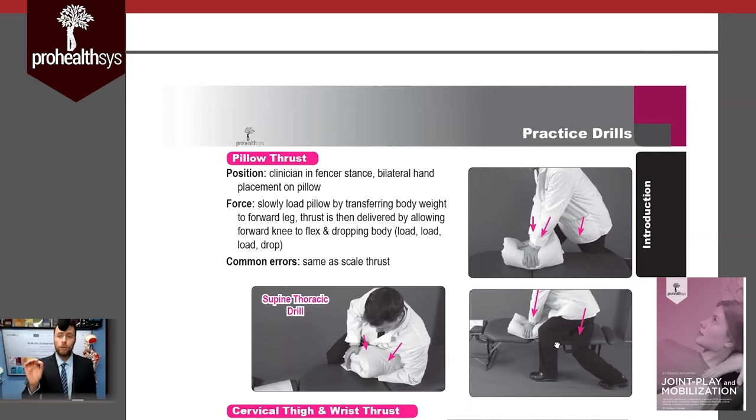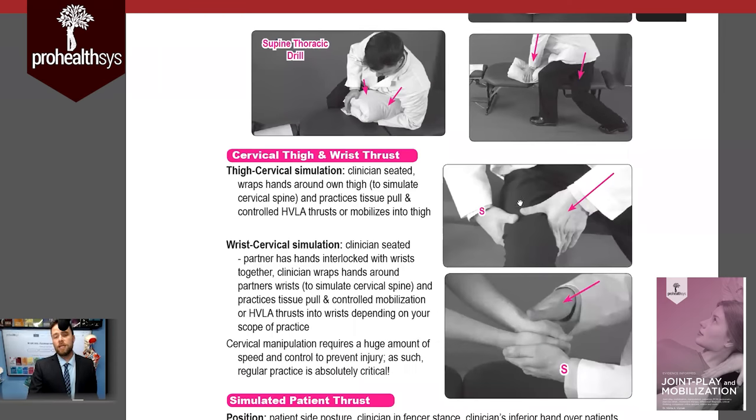Load, load, drop. You are tissue pulling first and then giving your thrust. So it's slow motion. Think of following the patient's breath out, and then you give the thrust at the end of it. You can even take your own thigh.